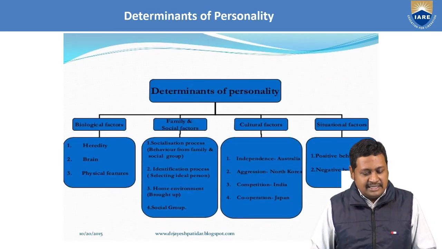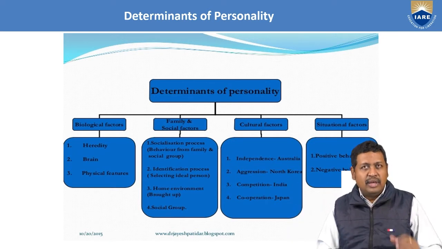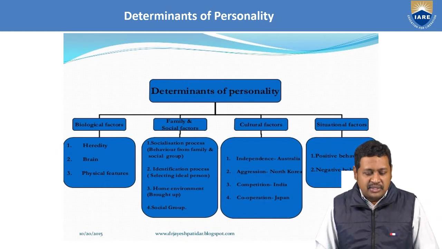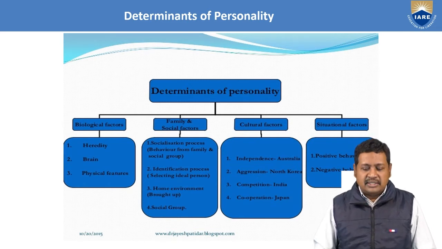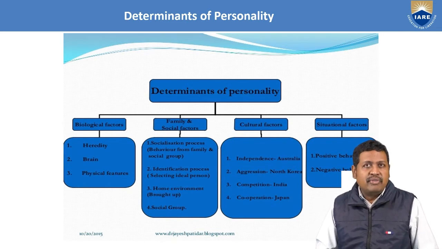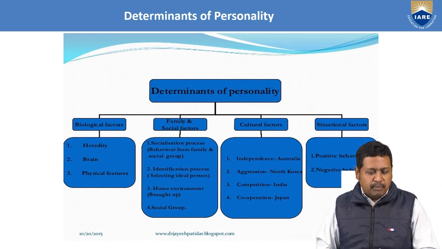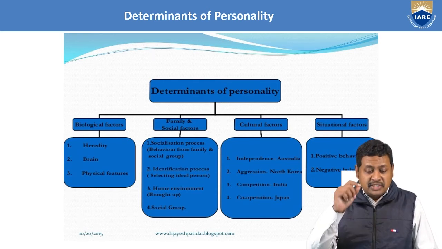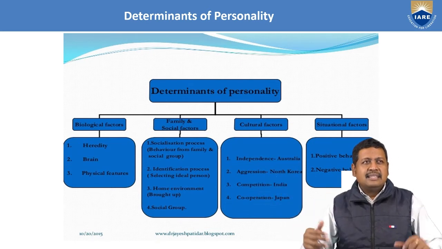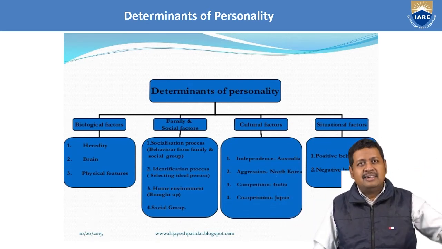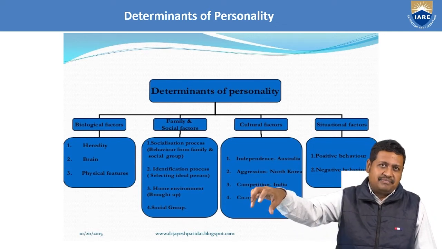What determines these personalities? We have seen so many personalities so far. Well, the first one is biological factors. The second one, family and social factors. The third one, cultural factors. And the last one is situational factors. All these things determine the personality of the person. Coming to the first one, biological factors, heredity determines the personality of a person. We talk about DNA, genes, chromosomes, and other things, the characteristics of their ancestors, their forefathers. So that will determine the personality of the person.